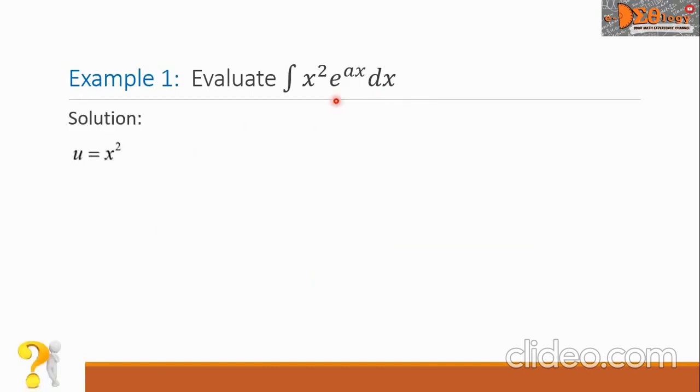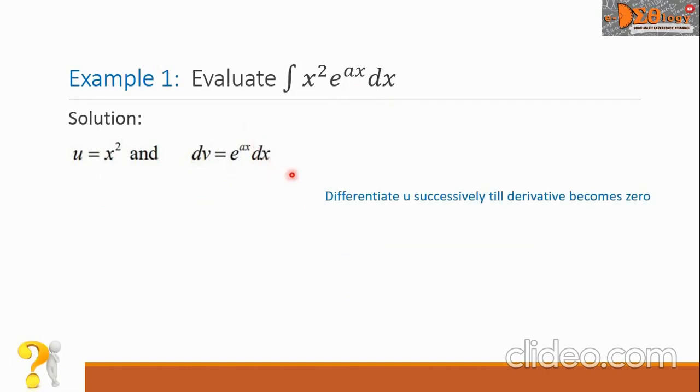Our u here is x squared and dv equals e raised to ax dx. For our first step, we're going to differentiate u successively till the derivative becomes 0. So we have here u prime, or the first derivative, equals 2x. Second derivative equals 2. Third derivative equals 0. Then we stop.